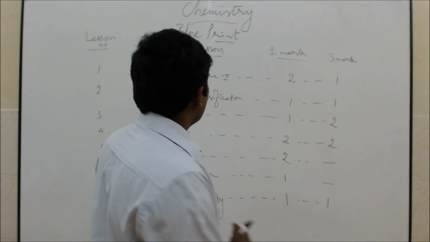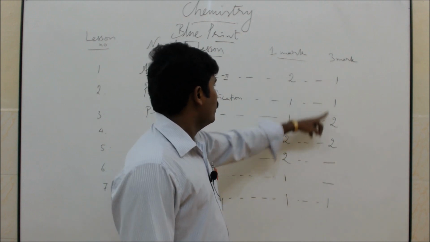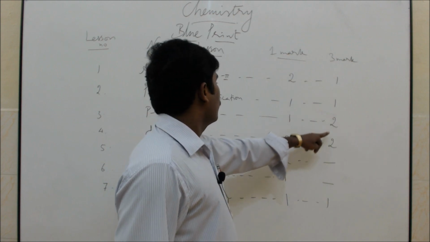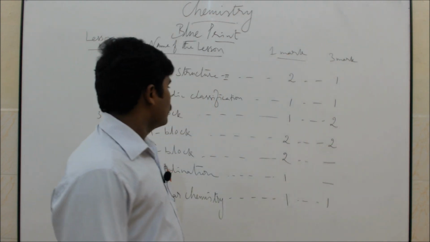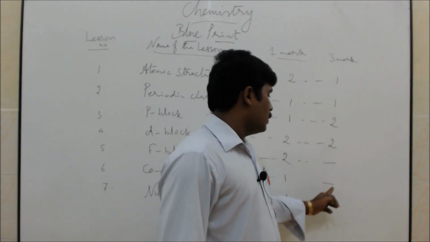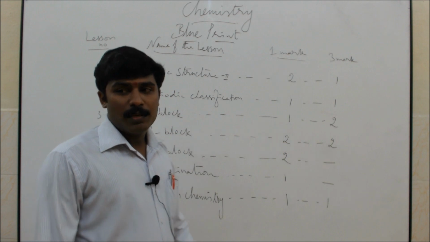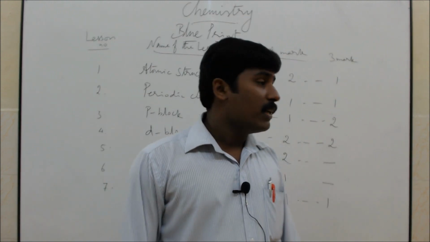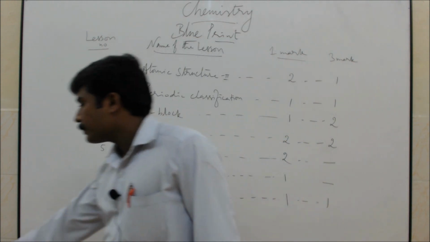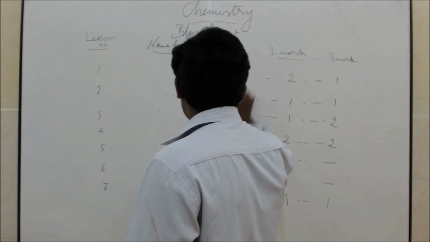So out of 21 questions, 7 are from inorganic chemistry. Out of 7 questions, 1 from atomic structure 2, 1 from periodic classification, then 2 questions from P block elements, 2 questions from D block elements, no 3 mark questions in F block and coordination compounds, and 1 question from nuclear chemistry. This is the inorganic part. Then I will tell you the 5 mark part finally. First we will discuss the 1 mark and 3 mark parts. This is inorganic. Then we are going to enter physical chemistry.